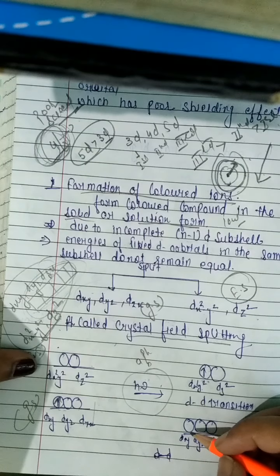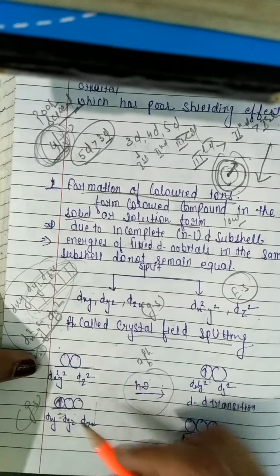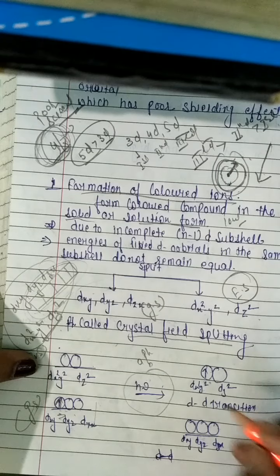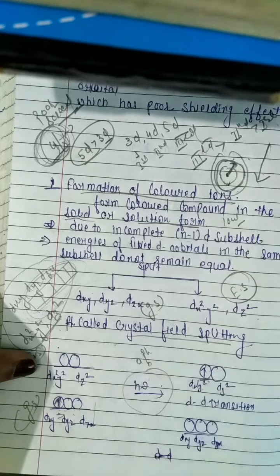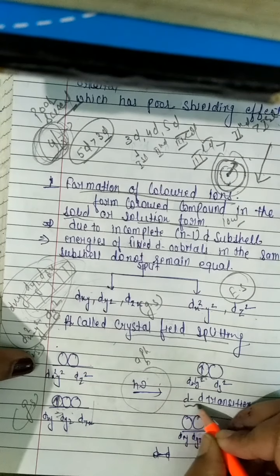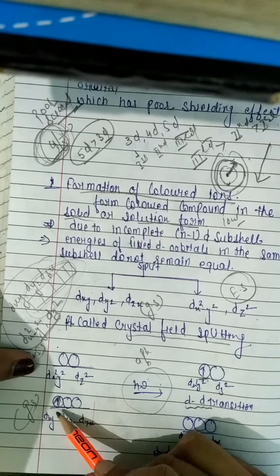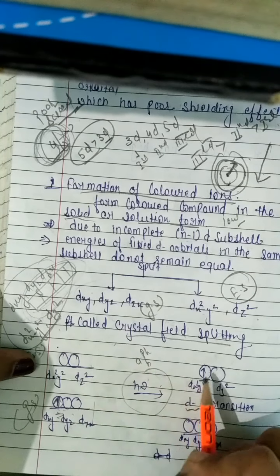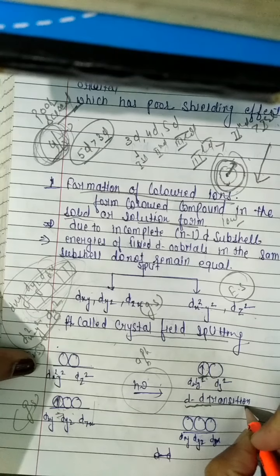The electrons are present in a d orbital, and after absorbing the light they move to another d orbital. So that's why it is called a d-d transition. Electrons are moved from a lower d orbital to a higher d orbital, so it is called a d-d transition.